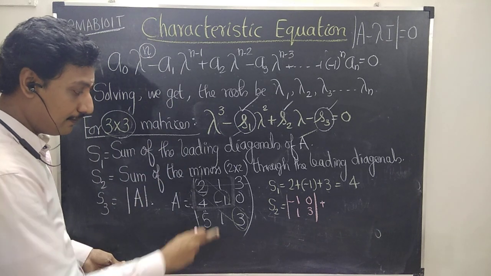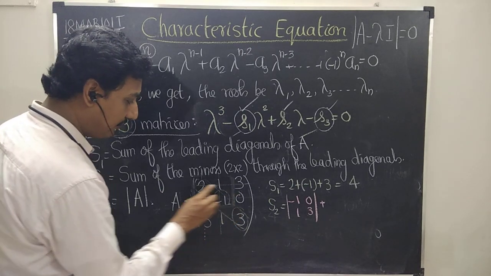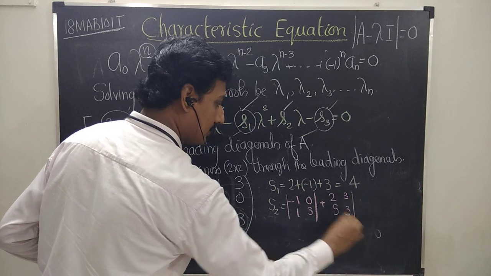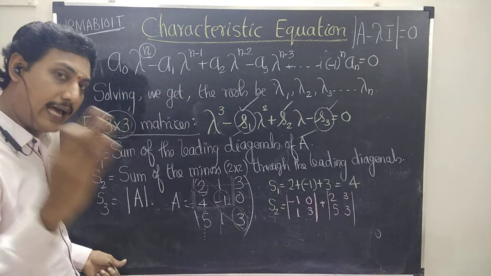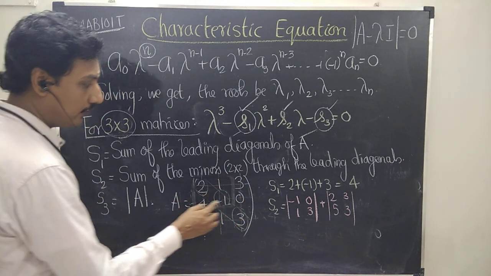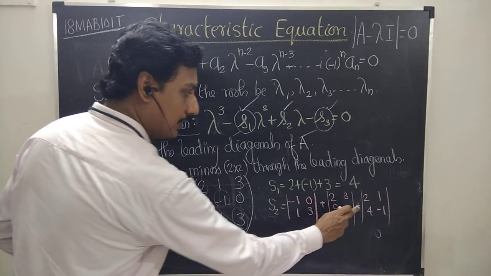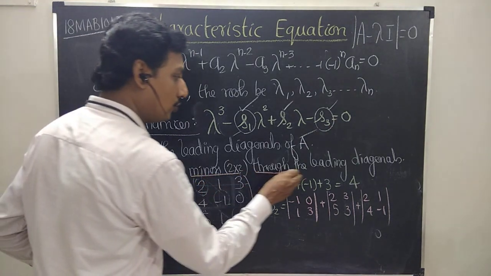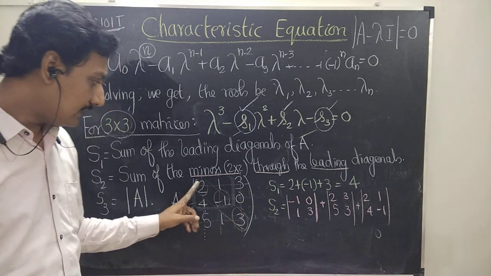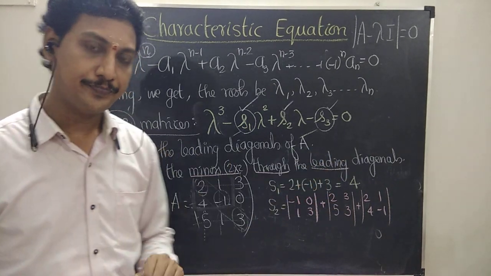What about the second diagonal? Minus 1. For the minus 1, we eliminate the middle column and the middle row. We get 2, 3, 5, 3. This is the second one. What about the third diagonal? 3. If I omit this column and this row, we get 2, 1, 4, minus 1. So the sum of the minors through the leading diagonals is the main term. Once again, what is S1? Sum of the leading diagonal elements. So 2 plus minus 1 plus 3, so 5 minus 1, 4. Right?